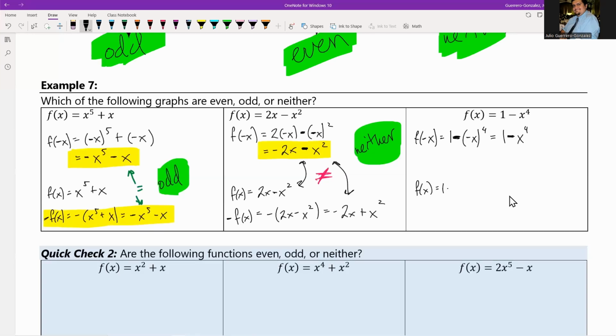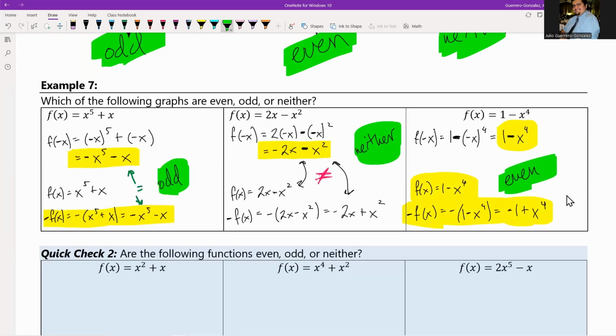f of x is 1 minus x to the fourth. I know I don't need to write this down, I'm just doing it for reference's sake. Negative f of x is minus 1 minus x to the fourth, which is equal to minus 1 plus x to the fourth. Here's the result from my computation when I plugged in minus x. It is not equal to this one, so it is not odd, but thankfully you guys notice it is equal to the original. So we have even. Done. Cool. Quick checks are coming up.